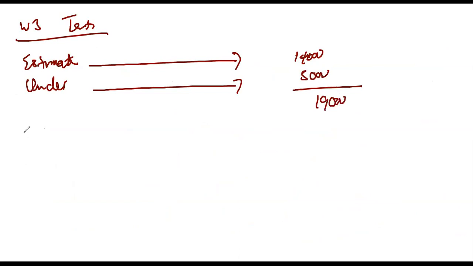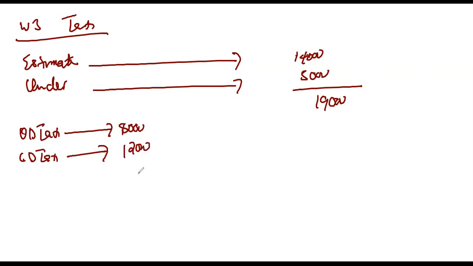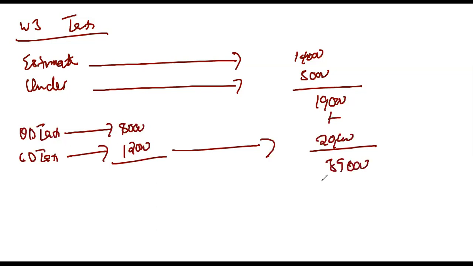Then you've got opening deferred tax. How much was it? It was 80,000. Then you've got closing deferred tax of how much? Of 12,000. So what do we do? We add the two. We are going to have a figure here, which we are going to call 20,000. And then when we add this guy plus that guy, we have 89,000.